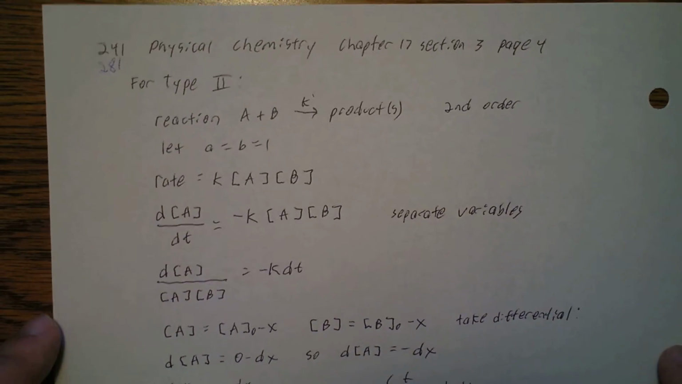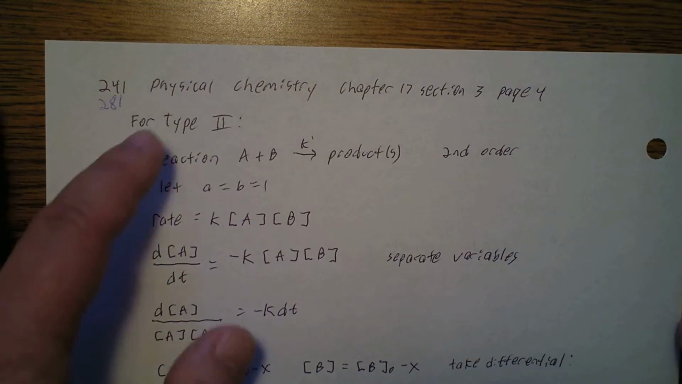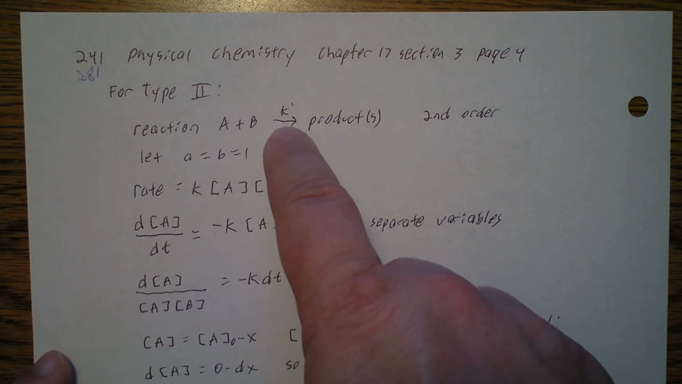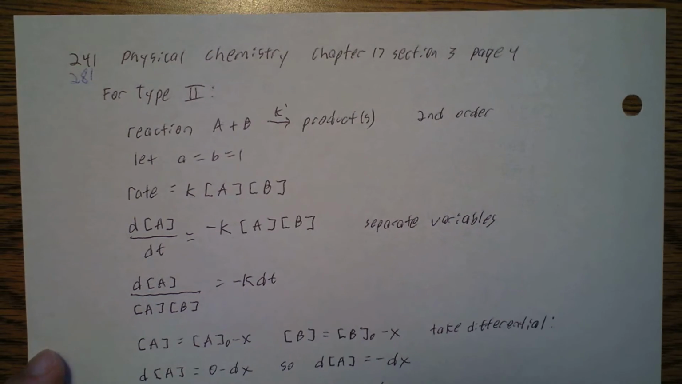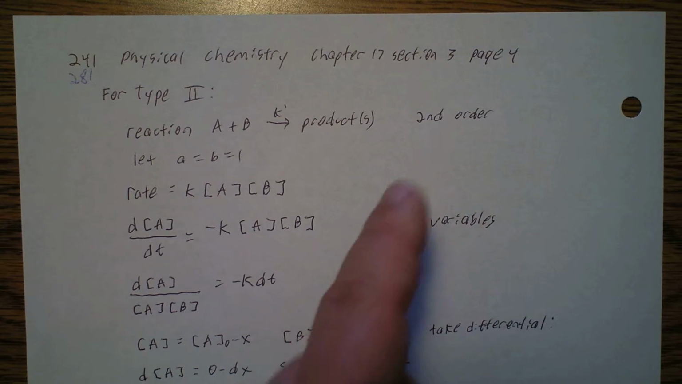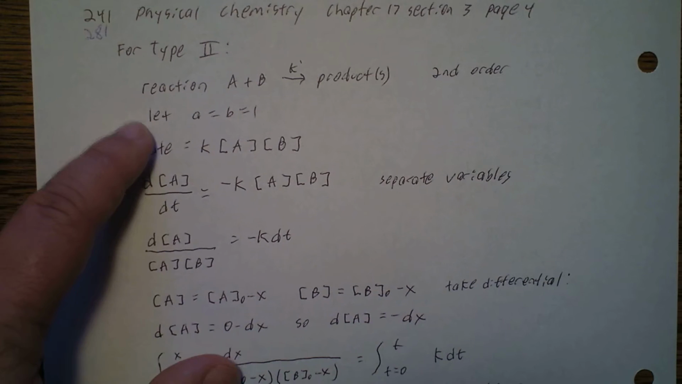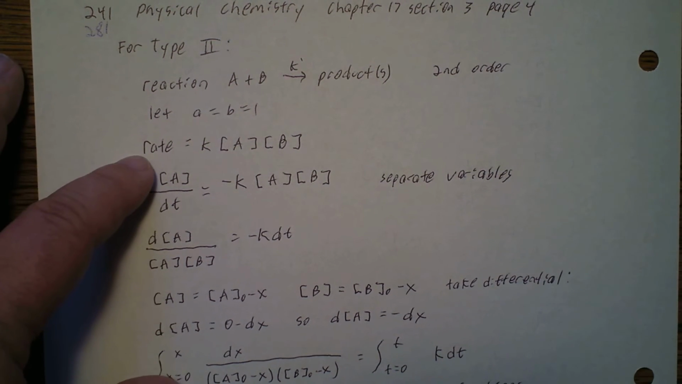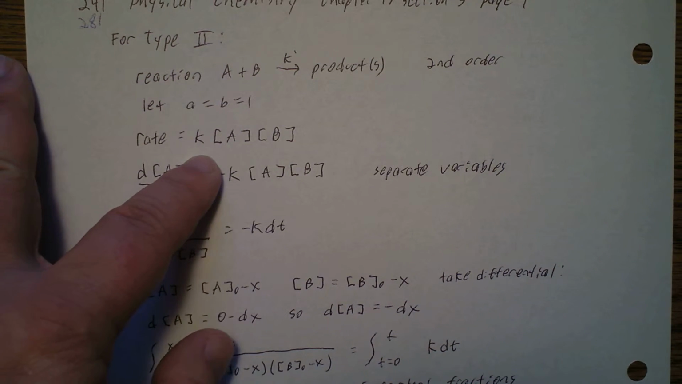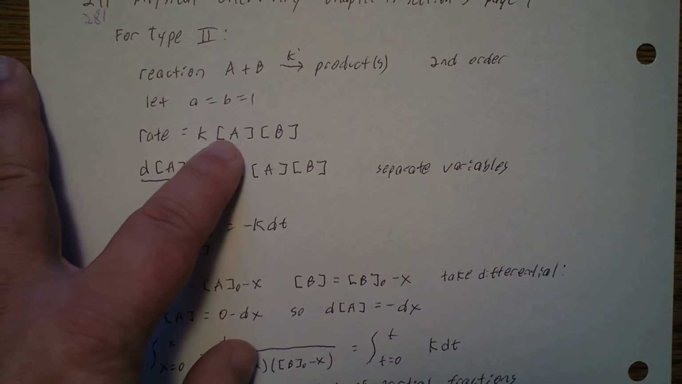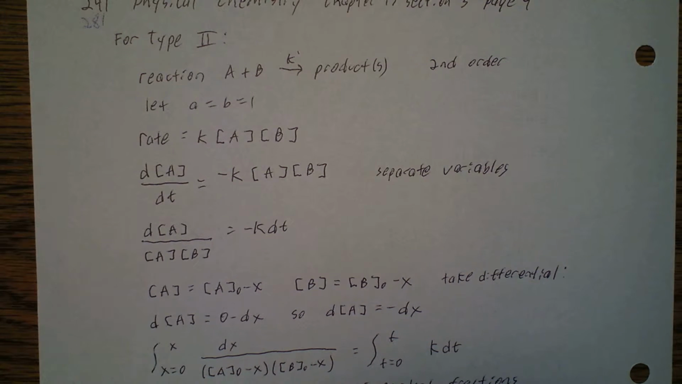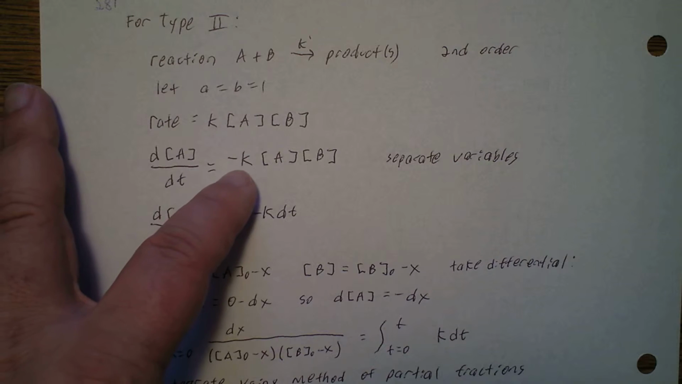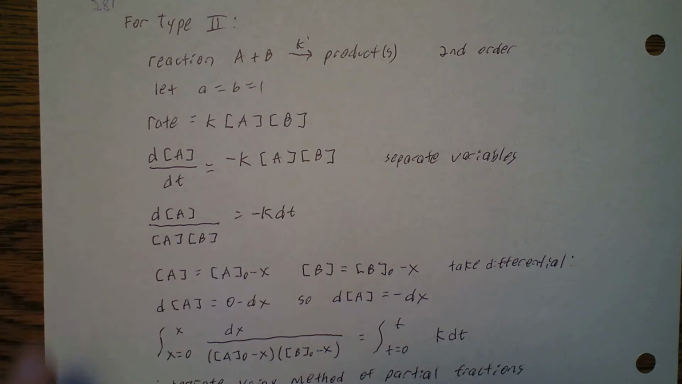Now the other type of second order reaction, the type 2, is where you start out with two different reactants. So we're going to have A plus B and then the constant K prime going to one or more products. So for now we're just going to say that lowercase a and b are equal to 1. So for that, the rate is going to be equal to K times the concentration of A times the concentration of B. So we have the derivative of the concentration of A with respect to time is equal to minus K times the concentration of A times the concentration of B.